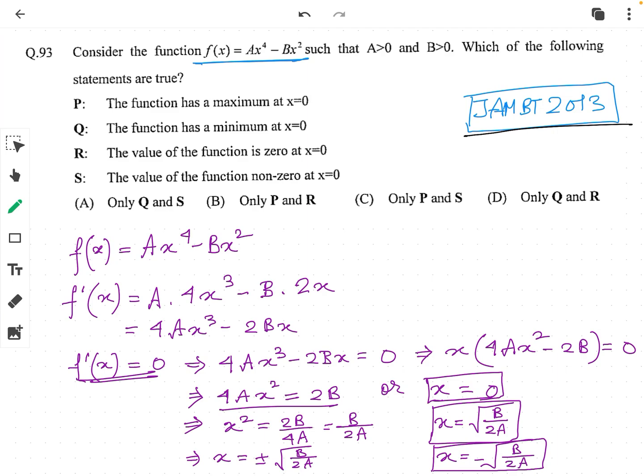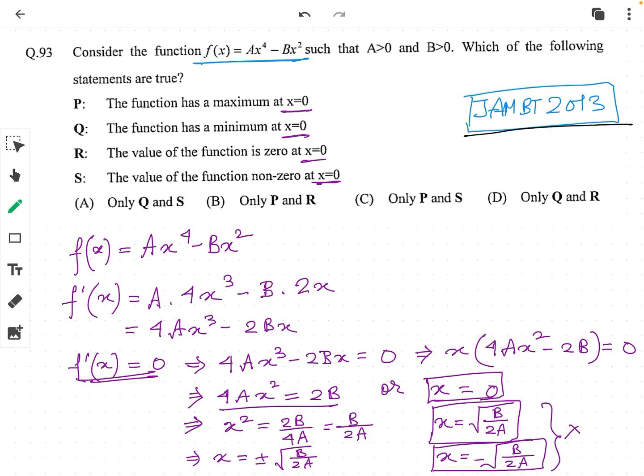Now see the statements. Here we need only what is at x equals 0. In each statement, if it is maxima or minima or the function is 0, it is asked at x equals 0 only. So we don't need this too. So we need to know that if x equals 0, the function is maxima or minima.